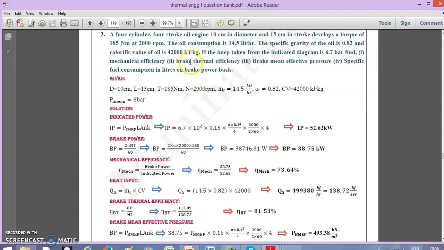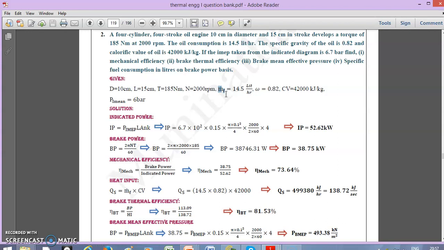And next, what we have to find is brake thermal efficiency. The formula for brake thermal efficiency is BP by heat supplied, or heat input. We have already calculated BP, and heat supplied is MF into CV. MF is mass of fuel. They have given here 14.5 liters per hour. Since it is liter, this is not mass, this is volume, because liter is actually a unit for volume. So we have to convert that volume into mass.